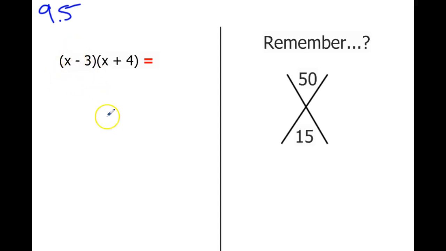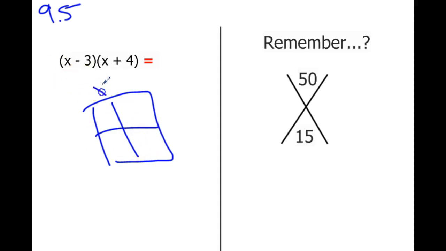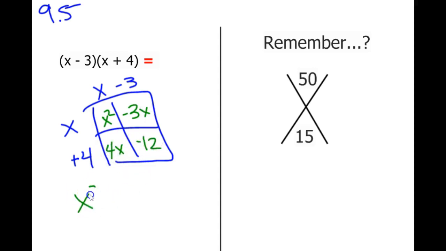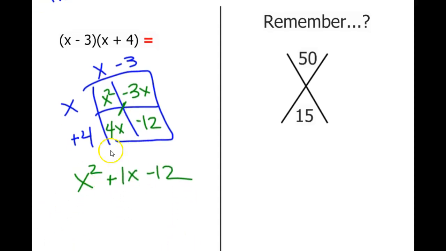In the past, we learned to multiply two factors, like x minus 3 and x plus 4, to figure out what goes inside, like x times x is x squared. And we could fill all of this out to get x squared, and then combine these. That would give us plus 1x minus 12. So this is our polynomial.